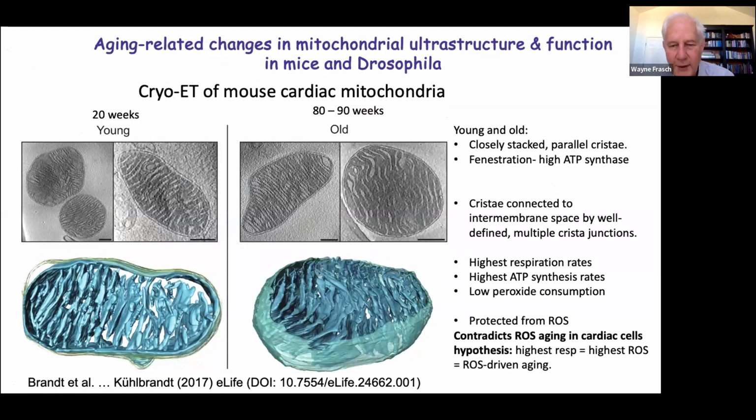Let's go to mice. So mice live about 117 weeks. Depends whether they're females or males. And so Kühlbrandt did this study where he looked at young mice, 20 weeks, versus the old ones at between 80 and 90 weeks. And he looked at 3 different tissues. So here we're looking at cardiac muscle. And he found that there wasn't that much change between the young and old, what he defined as old cardiac muscle. And he also measured the respiration and ATP synthesis and the amount of peroxide consumption.